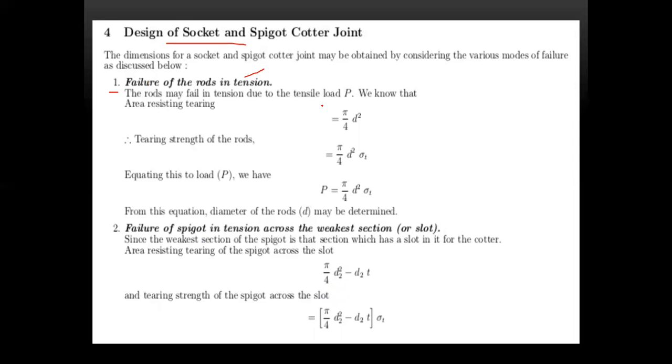We know that the area is pi d square by 4. Then the tearing strength of the rods is equal to pi d square by 4 into tau t. Equating these two, we get P is equal to pi d square by 4 into tau t. From this equation, we can find the diameter of the rod.